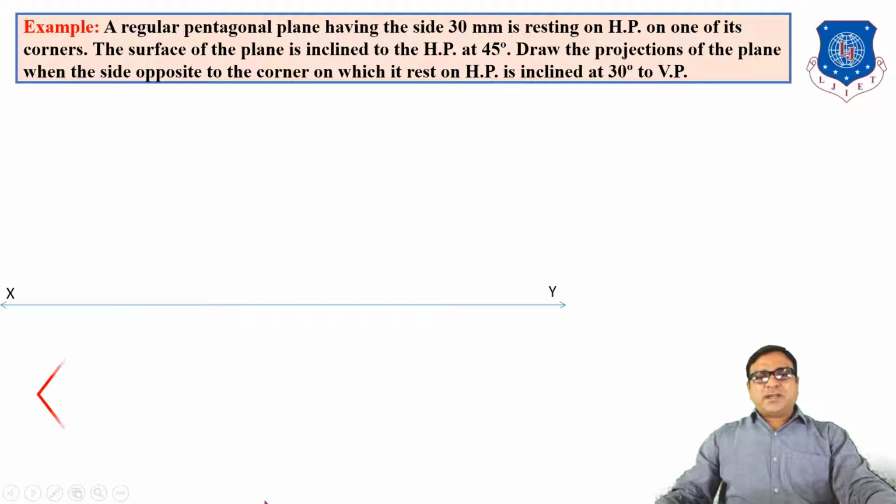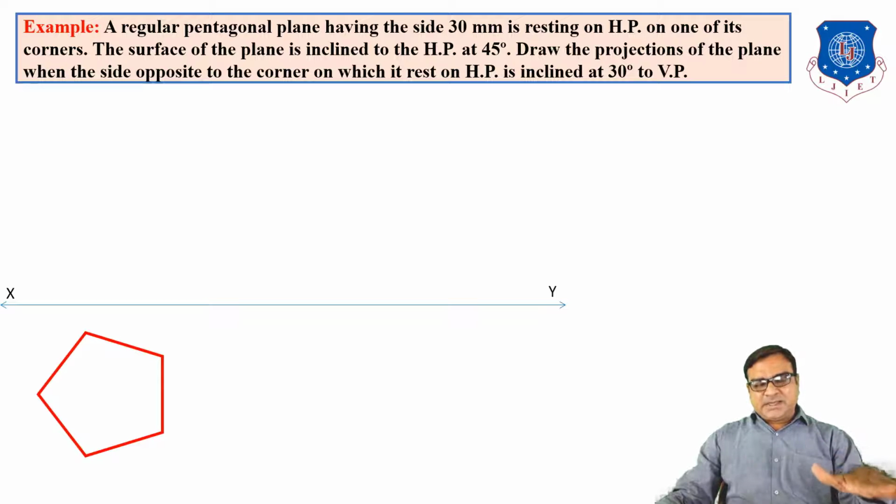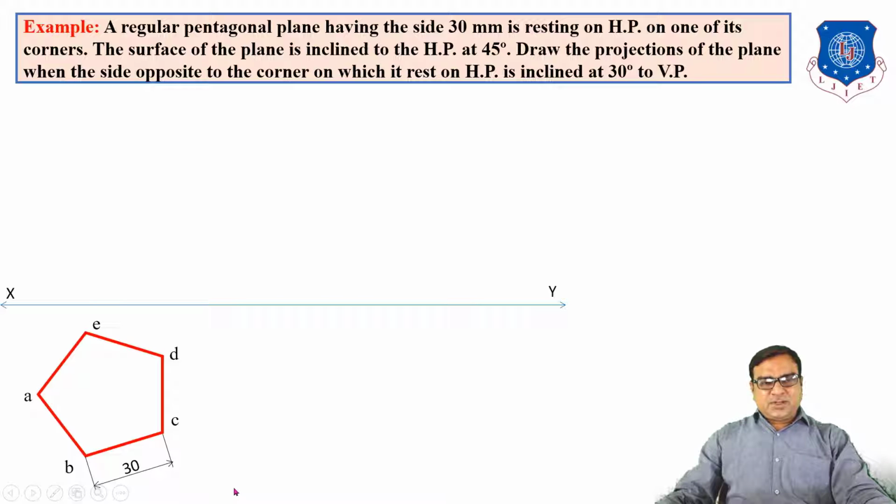So first of all, draw one XY line. Draw a pentagon. Our first position is when the pentagon plane is exactly on HP, and it is on HP in such a way that one side is perpendicular to VP. So draw a pentagon in which one side is perpendicular to the XY line. The size of our pentagon is 30 mm. Insert all the corners A, B, C, D, E.